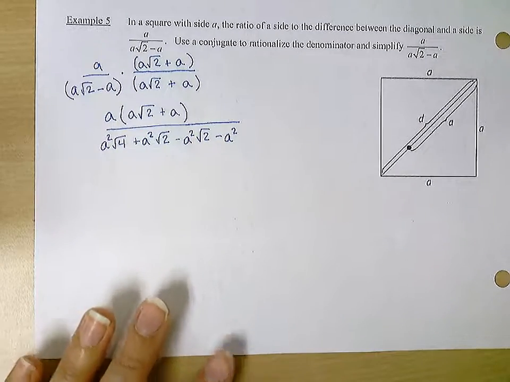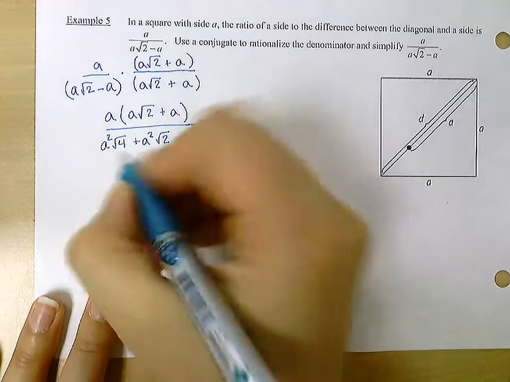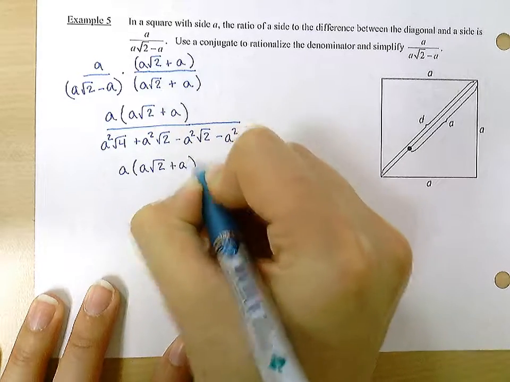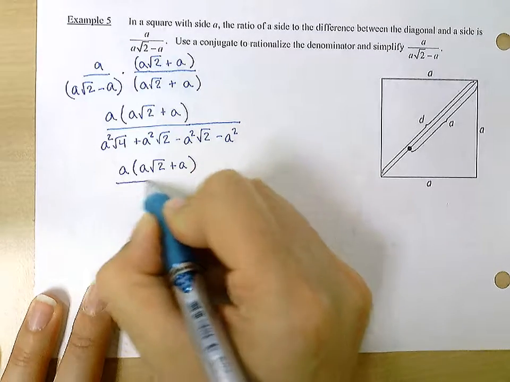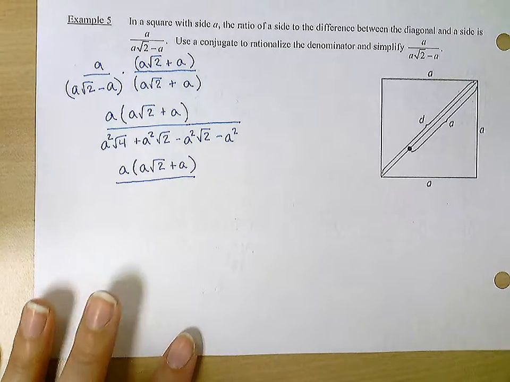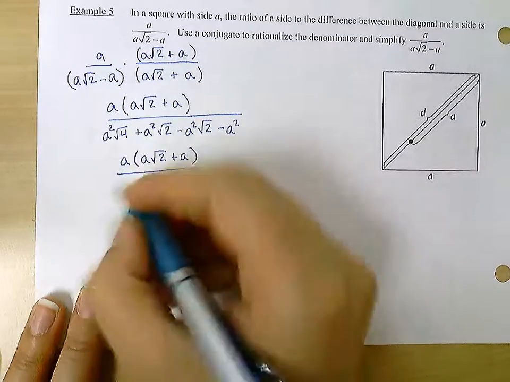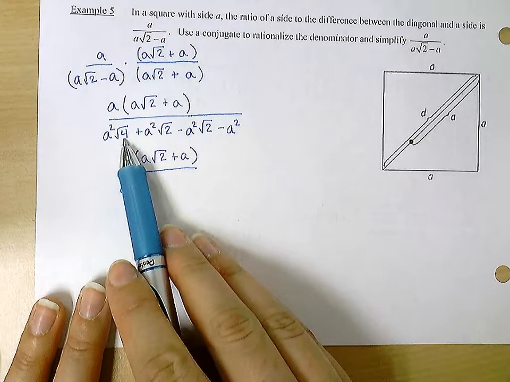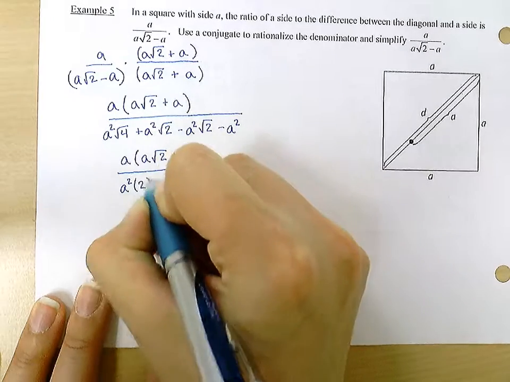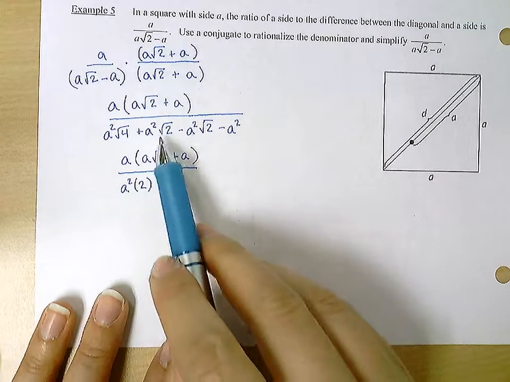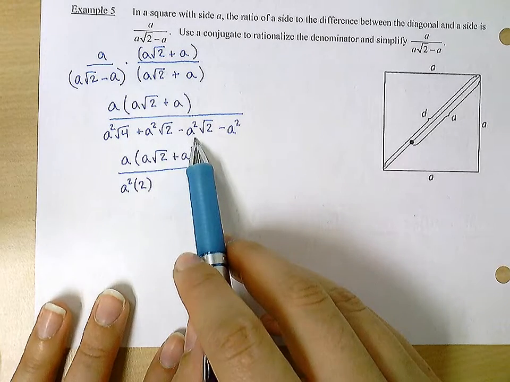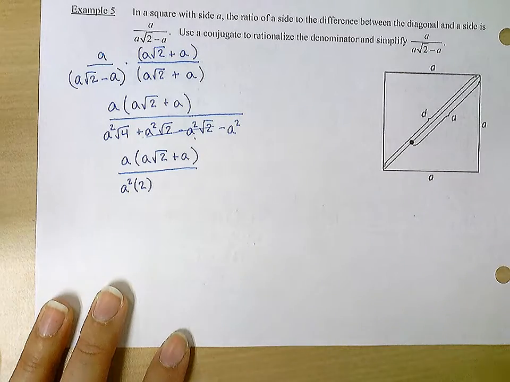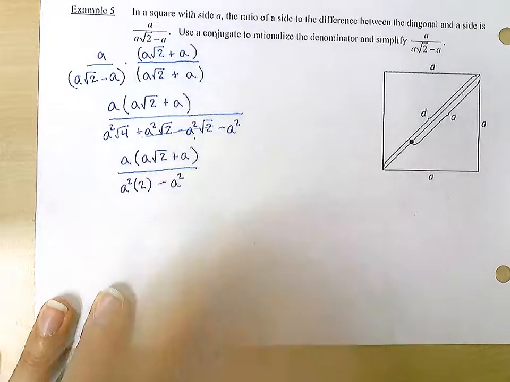And then we just do want to simplify that denominator. So we still have a times a square root of 2 plus a. It's over. We still have a squared. We can take the square root of 4, right? That's 2. Our middle two terms are the same. Those cancel. And then I have minus a squared.